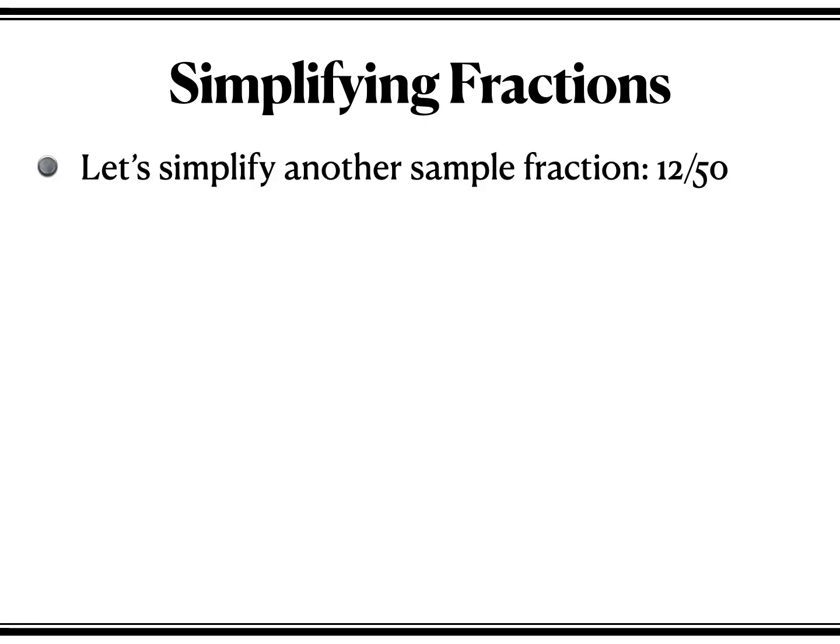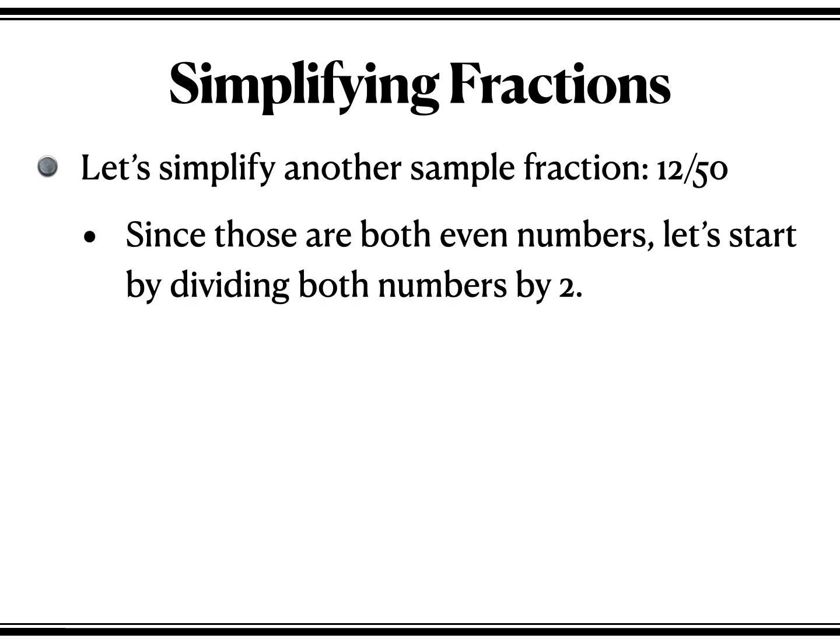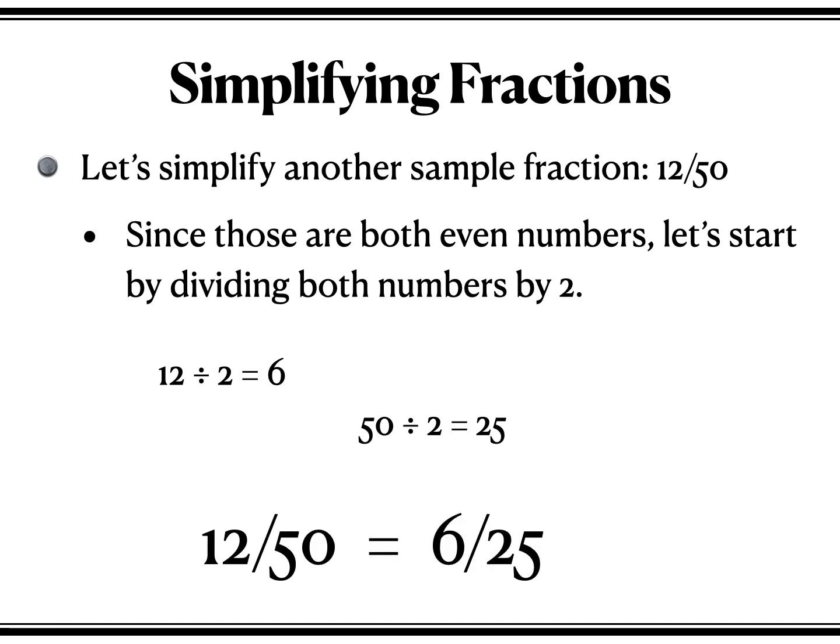So let's simplify another sample fraction. Let's do 12 over 50. Those are both even numbers, so why don't we just divide them by 2? 12 divided by 2 gets us 6. 50 divided by 2 gets us 25. So 12 over 50 becomes 6 over 25. And look at that, it's already simplified. We can't take it further.